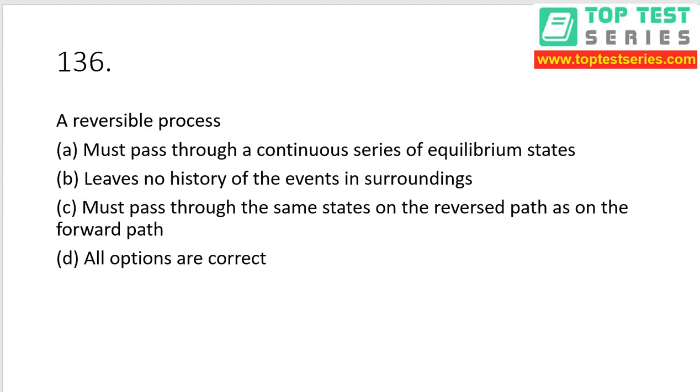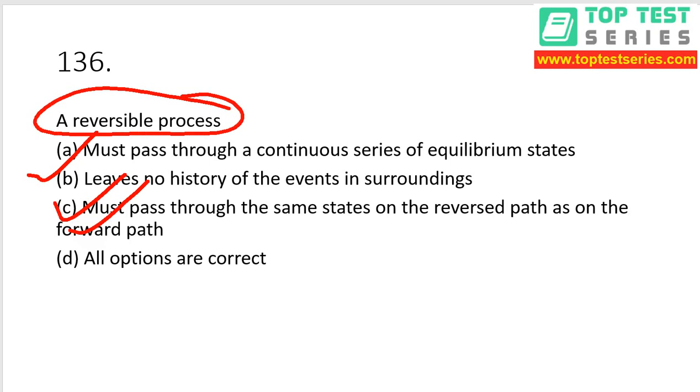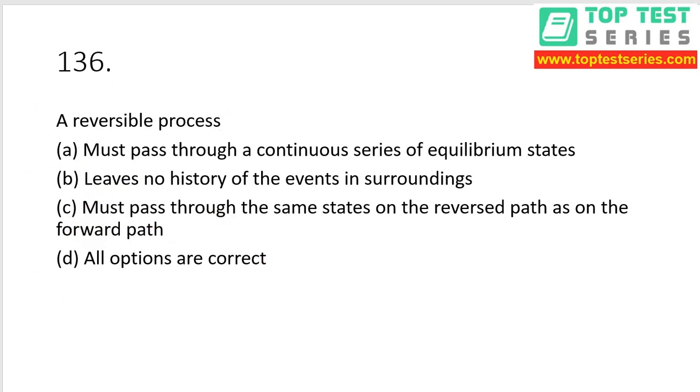Question number 136. A reversible process must pass through a continuous series of equilibrium states, leave no history of the events in the surroundings, and must pass through the same states on the reversed path as on the forward path. My dear, if you look at all the options, all these are correct for the reversible process. Therefore, option D is the correct answer for this question.